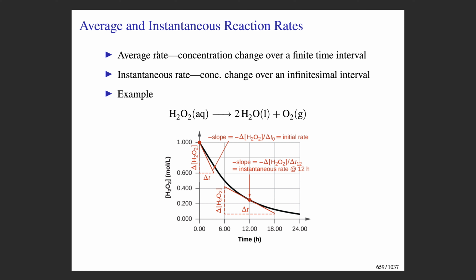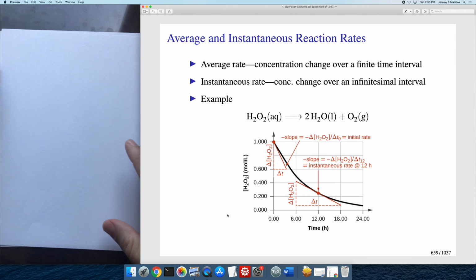Now let's talk about the two types of rates that we have here, the average rate. So let's look at over some time interval, say between hour 6 and hour 18, what is the change in the hydrogen peroxide concentration? So you measure the initial value of the hydrogen peroxide concentration and the final value of the hydrogen peroxide concentration. You take the difference, so final minus initial, divided by the final time minus the initial time. Okay, so let me write that down.